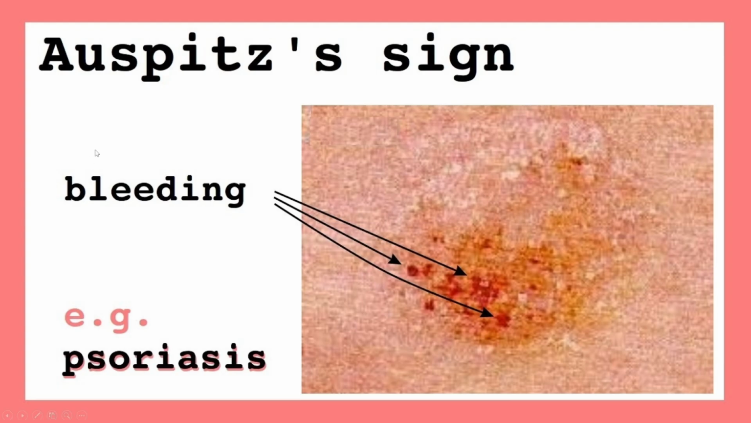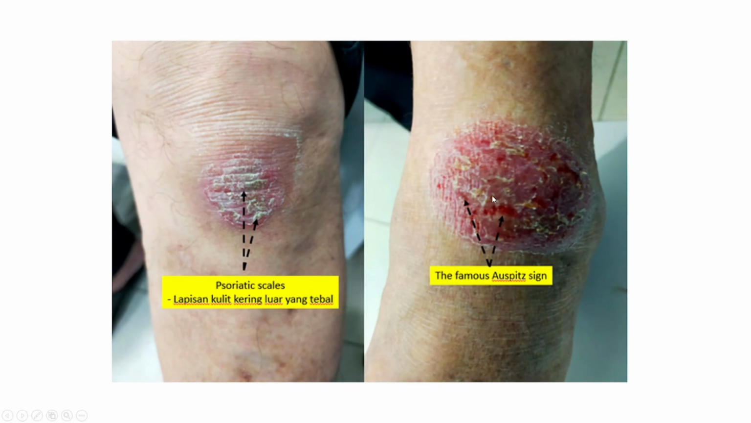Then we move to the next one, Auspitz sign. I think I pronounced it right. So we'll see bleeding marks in the rash, as we see the red dots on the rash, it's bleeding. It's very clear sometimes in psoriasis. So now, in this case, we have a psoriatic scale or plaque. We will see these red dots or lines, and this is the Auspitz sign.